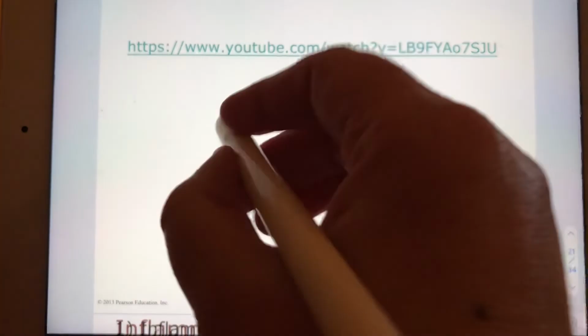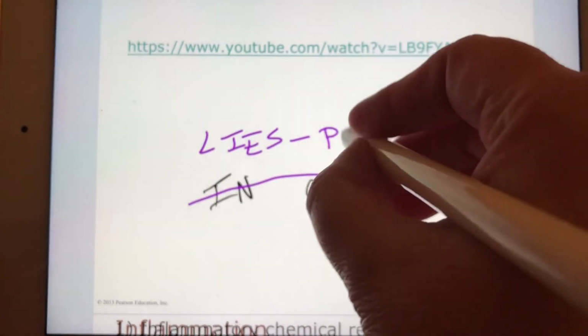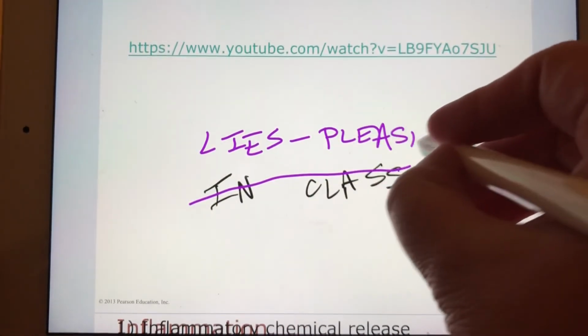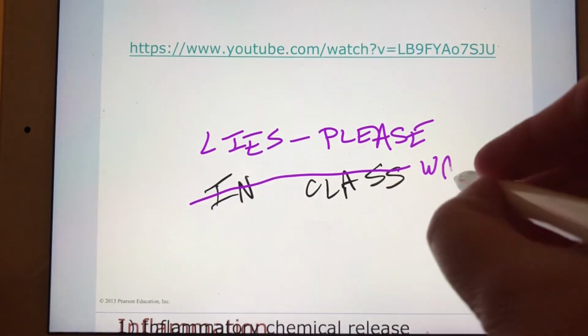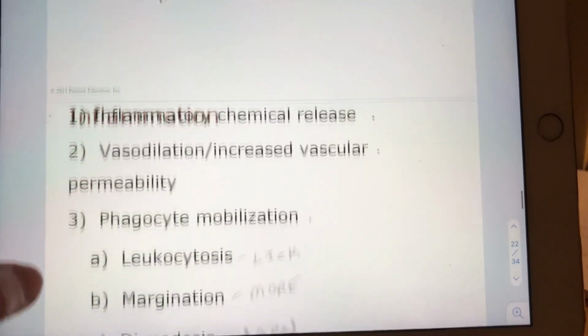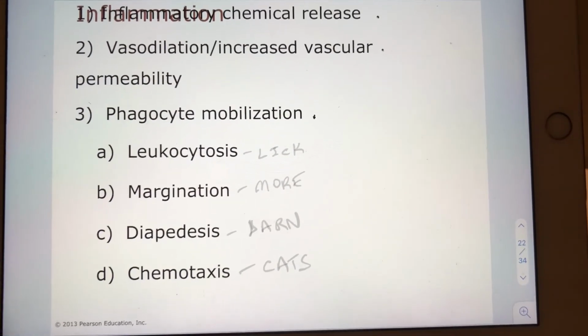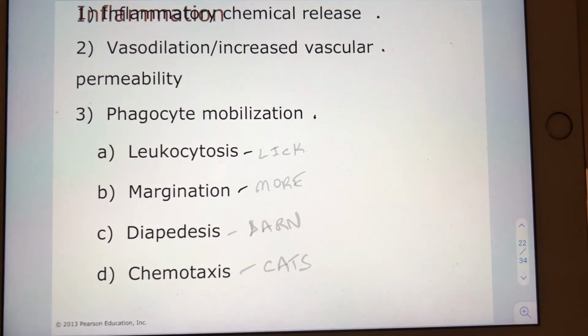And then on slide, oh, you don't actually have 23. I just created this one. I just wanted to reiterate that the steps are inflammatory chemical release, vasodilation and increased vascular permeability, and phagocyte mobilization, which itself has sub-steps. And the sub-steps to phagocyte mobilization are leukocytosis, followed by margination, followed by diapedesis, followed by chemotaxis, okay?